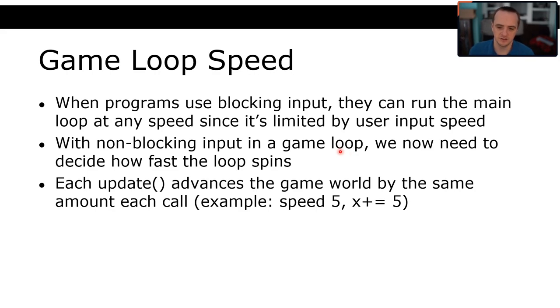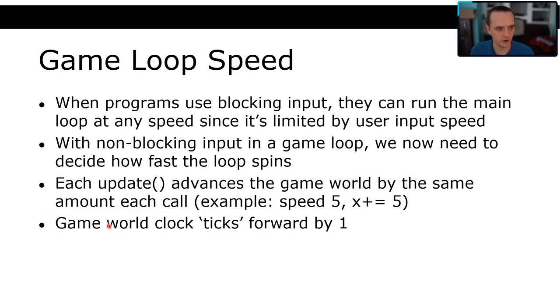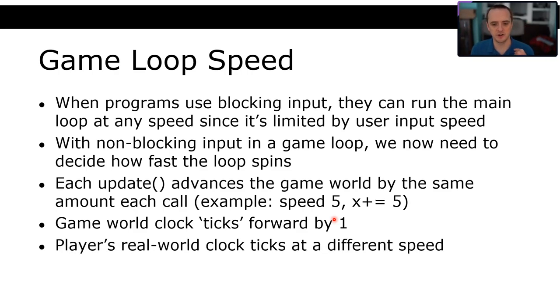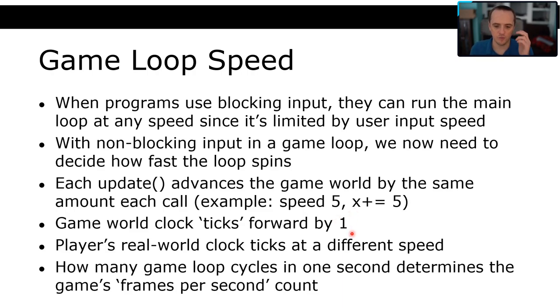So each update is going to advance the game world by the same amount each call, right? So for example, in our assignment so far, we've had a variable called speed for the player. So if the speed is set to 5, then on each game tick, like each game frame, we're going to update our X value by 5, for example, right? So this is the game world clock ticking forward by 1. And so we've gotten one tick of the game world clock, one update function. But the player's real world clock ticks at a different speed, right? What I mean is the speed of the universe is different from the speed of the in-game clock. And so how many game loop cycles in 1 second is going to determine the game's frames per second count?